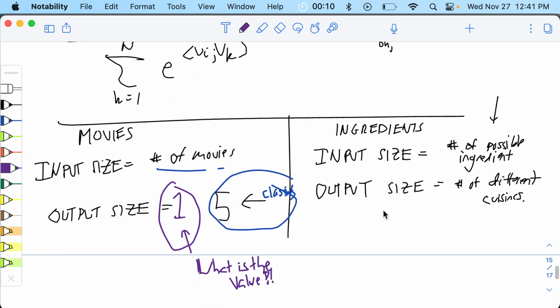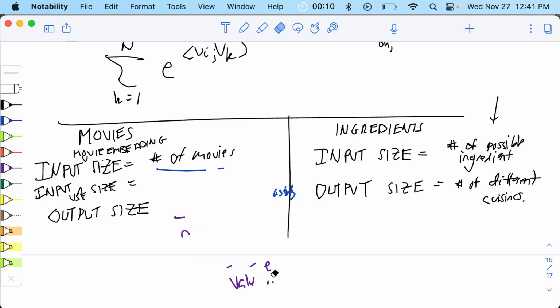Yeah, okay. So for the movies, instead of having one input, which is the movie, why don't we have two vector embeddings? We have a movie embedding and a user embedding. The input size for the movies, this is the movie embedding. And you have a different input, which is the input for the user size, is the number of users. This is the number of users. And the output can still be size 1.